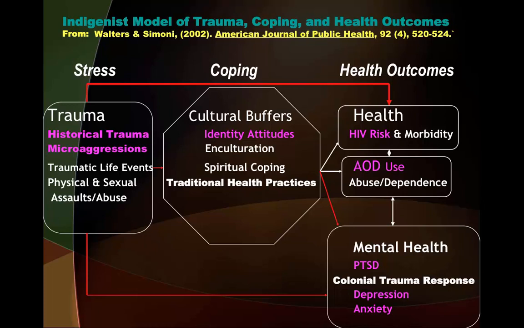It's also important for us to look at what things mitigate that and what are solutions and protective factors around that. So certainly cultural buffers, identity and attitudes about identity, enculturation, connecting back to culture, connecting back to traditional health practices, and spiritual ways of coping are ways to mitigate that. So I hope this very brief lecture was helpful to you in integrating your knowledge of historical trauma and the impact of that on relevant issues.